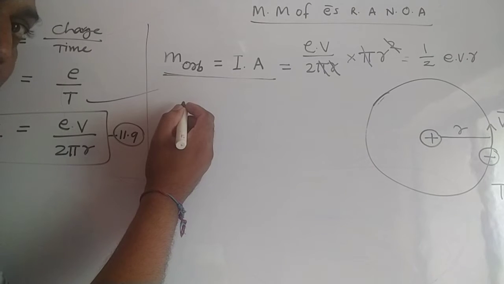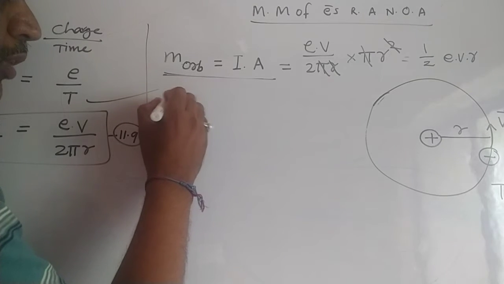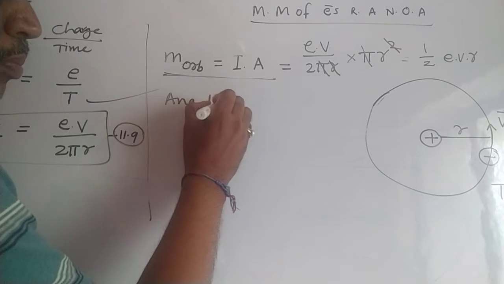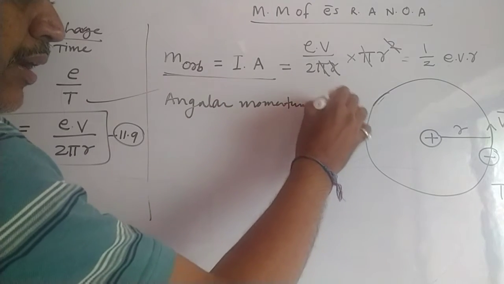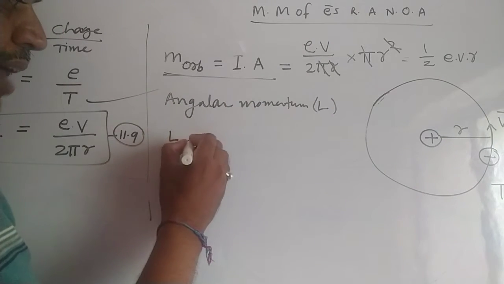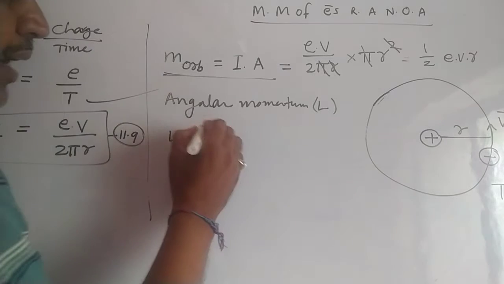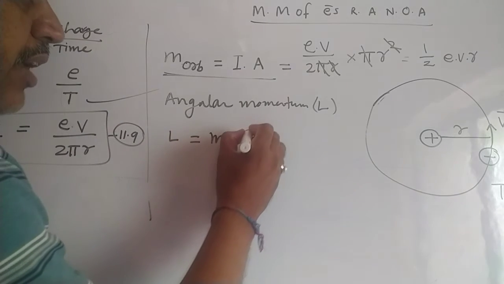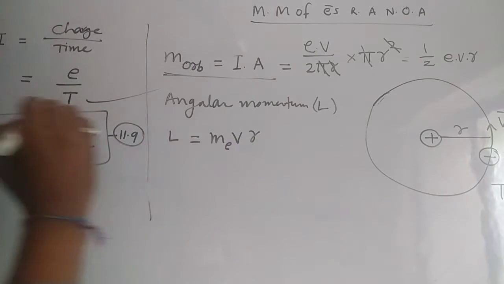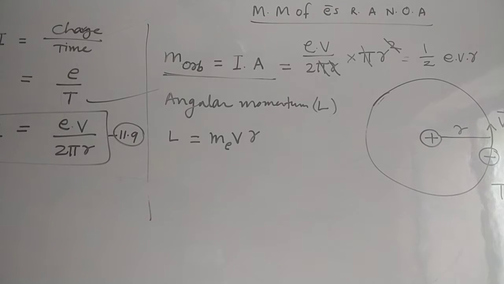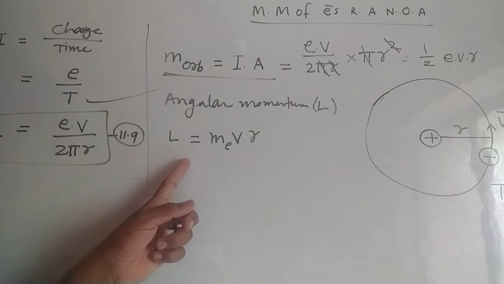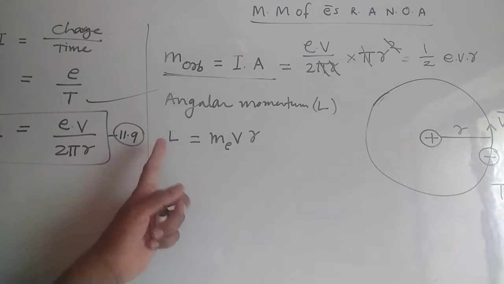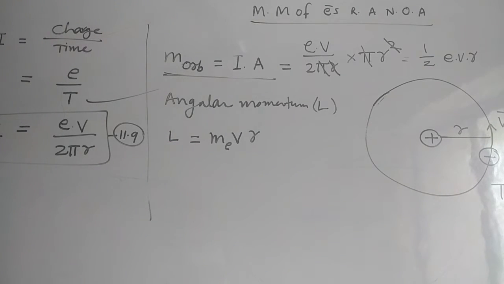We have seen the rotational dynamics. Angular momentum, represented by the capital letter L, can be given as L equal to mvr, and since it is an electron, it is me into v into r. Angular momentum L equal to me into vr.